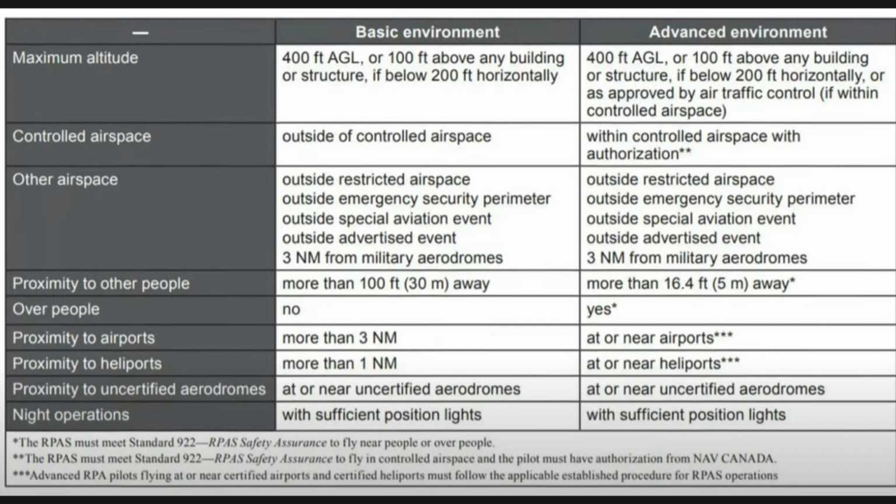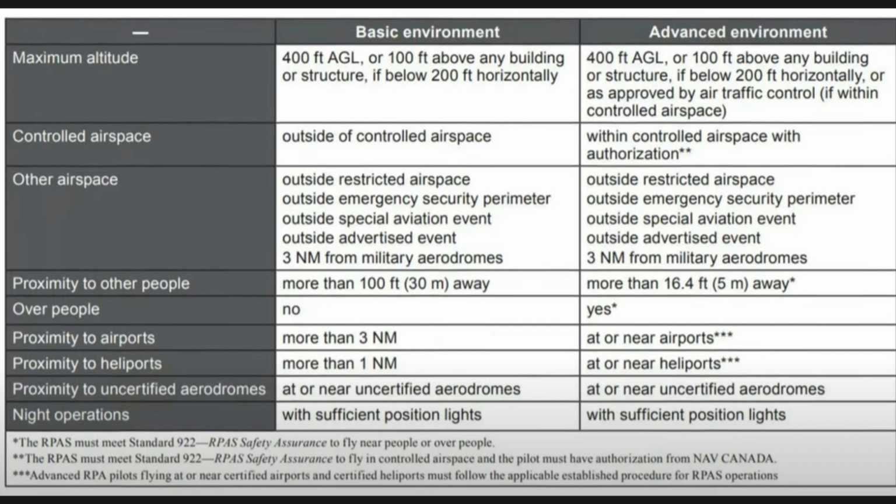As we take a further deep dive into our material, we need to take a look at what basic and advanced operations consist of. Now, this particular section or picture can be found in the RPAS AIM section in the Aeronautical Information Manual. This is where this picture has been sourced from. Now, basic operations require 400 feet AGL ceilings, 100 feet above any building you can operate or any structure, and you can also operate 200 feet horizontally from it, as long as if you're looking to fly 100 feet above any structure. Now, this sets for the maximum altitude.